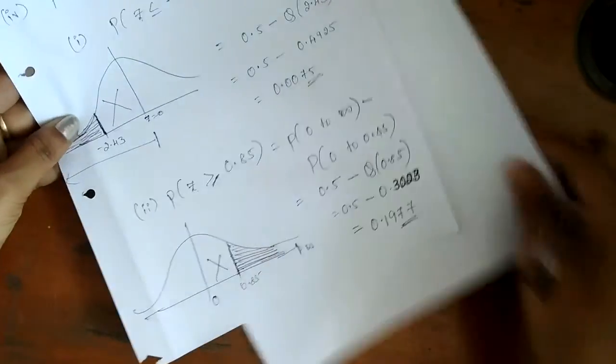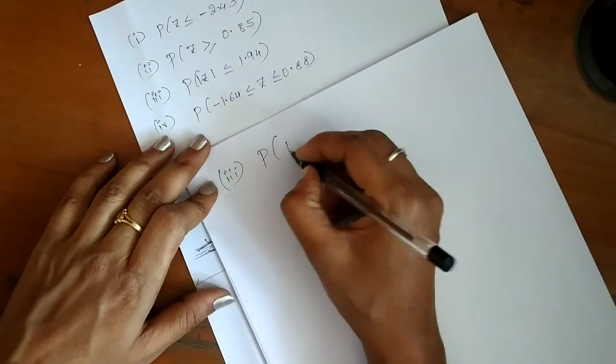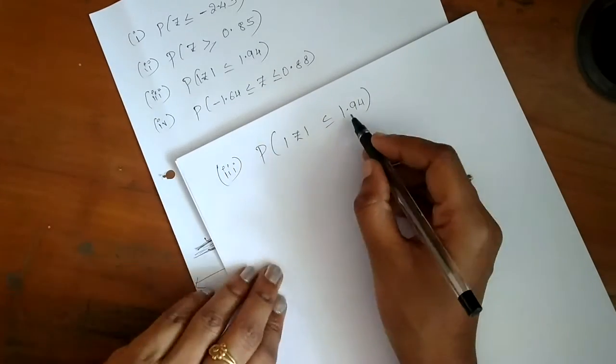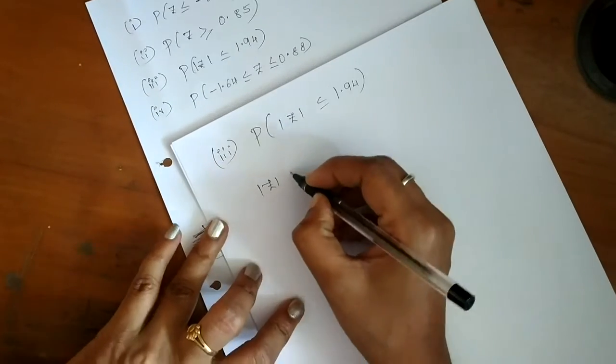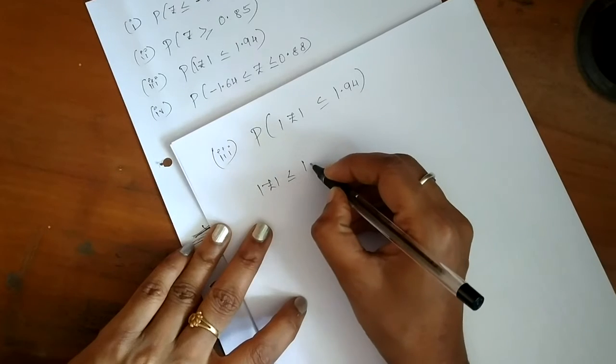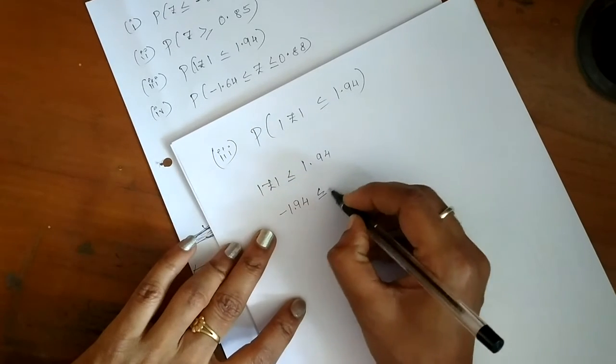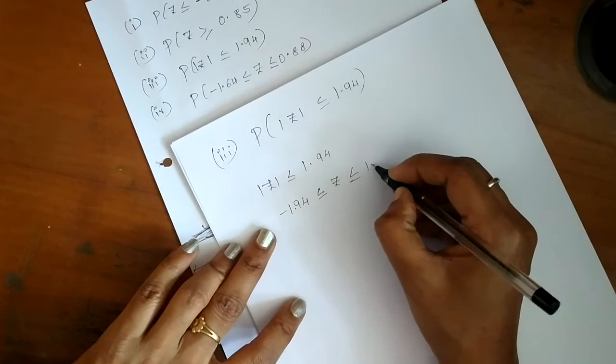Similarly, we go for the next sub question. The third one, P of modulus of z less than or equal to 1.94. See how this modulus can be defined. Modulus of z less than or equal to 1.94 means this can be written as minus 1.94 less than or equal to z less than or equal to 1.94.